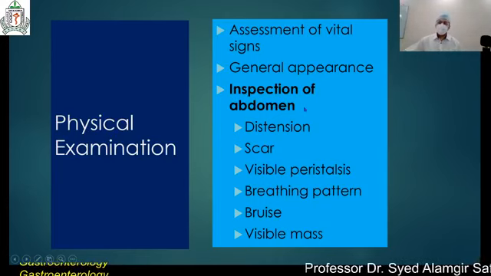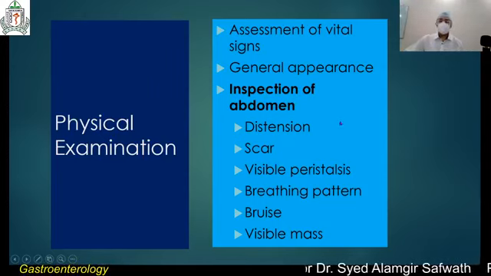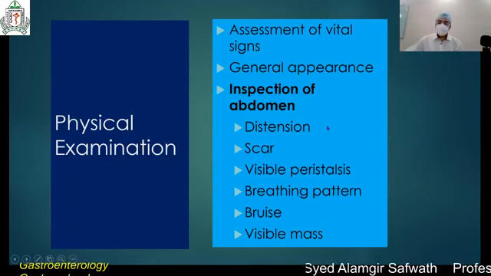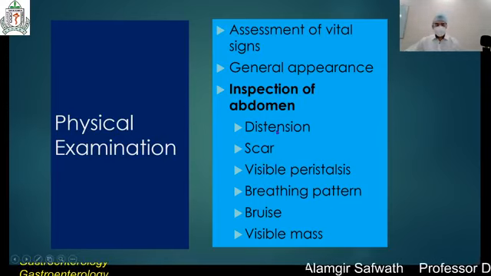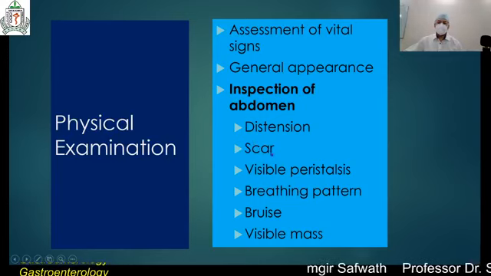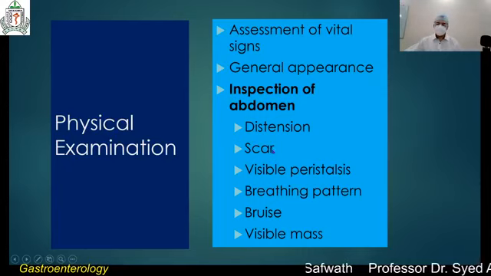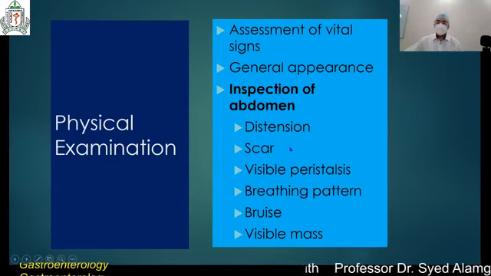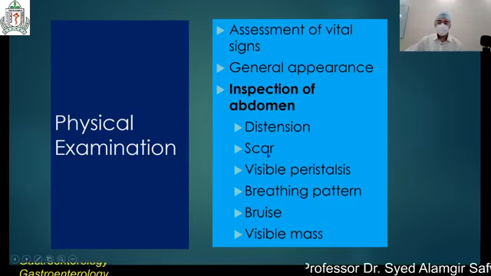Then inspection of the abdomen. Sometimes you will find that the abdomen is distended. When will you find it? Suppose a case of intestinal obstruction, you will find the abdomen is distended. In a case of perforation of a gas-containing hollow viscus, there will be distension of the abdomen. You will look for any scar over the abdomen. You may get some surgical scar from previous surgery, which will give you some clue. Suppose there may be a post-surgical band and adhesion. So scar is very important. Look for scar on the abdomen.